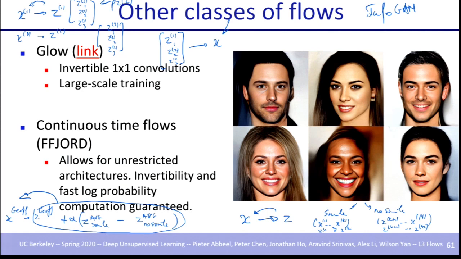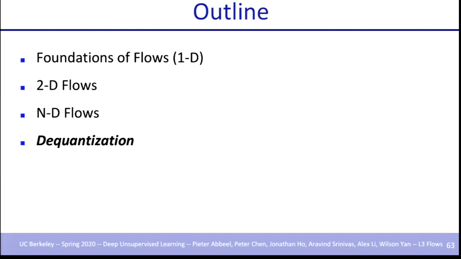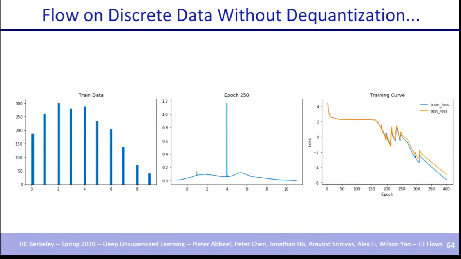Okay, so the last piece we need to cover is dequantization. Imagine you have some training data, and it looks like this. You train your flow model, and what's going to happen is essentially you're fitting a density model to a discrete distribution.